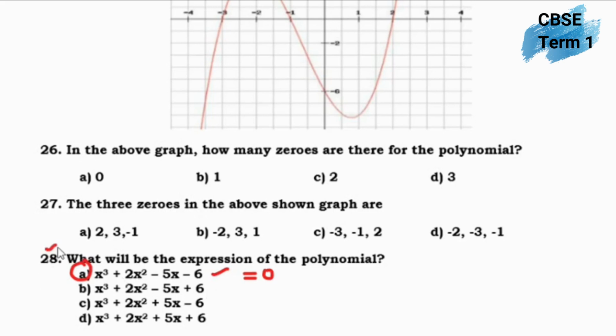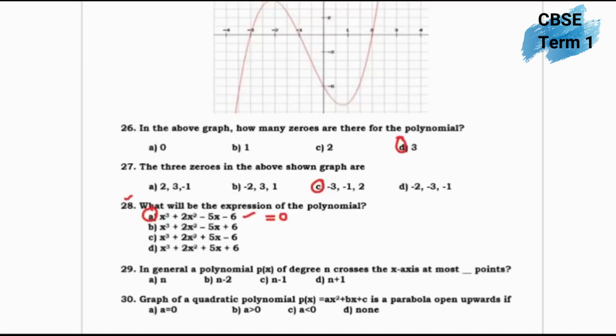So the correct option for 28th question is A. 29th question: in general, a polynomial p of x of degree n crosses the x-axis at how many points? The correct answer is n, because a cubic polynomial intersects the x-axis at most 3 points, a quadratic polynomial at most 2, and a linear polynomial 1. So a polynomial of degree n crosses the x-axis at most n points. So the correct option is A.